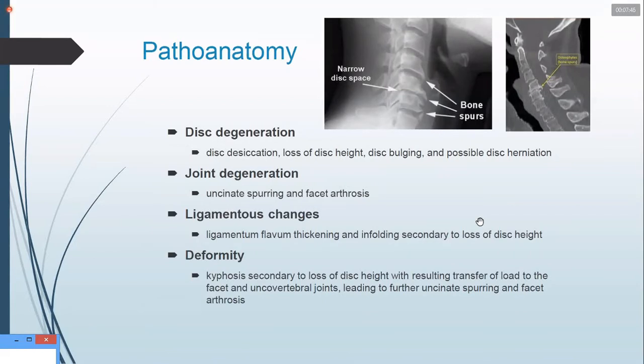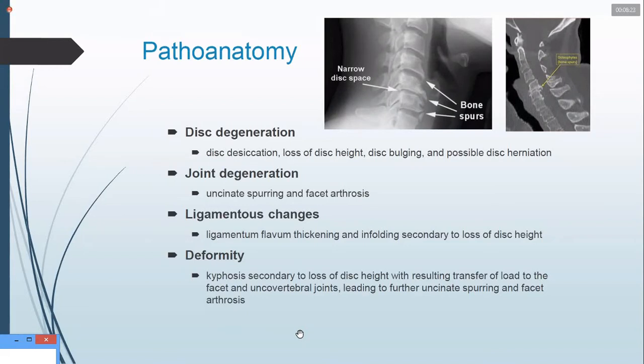So coming to the pathoanatomy, the different components that change in spondylosis are the intervertebral discs. They degenerate. That means there is desiccation, loss of water content, loss of disc height, disc bulging, and possible disc herniation. Like here, this is the central canal. The disc herniates backward. There is calcification in the posterior longitudinal ligament, the osteophyte, and joint degeneration, the uncinate spurring, and the facet arthrosis.